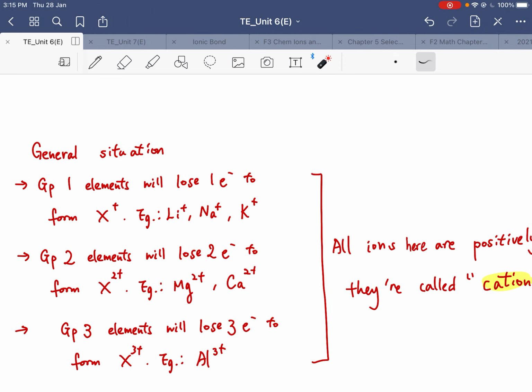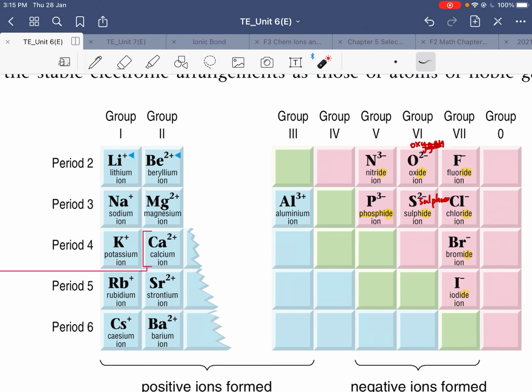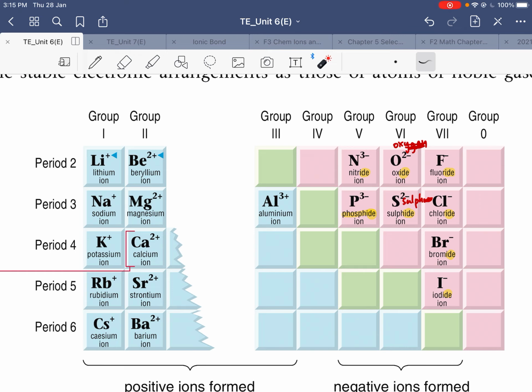Next, we talk about the general situation. Actually, it is in the book, so I just use the book. We can consider the periodic table. Of course, this is a simplified version. Still remember, all group 1 elements have 1 outermost shell electron. All group 2 elements have 2 outermost shell electrons. So for group 1 elements, they have common characteristics. In order for group 1 elements to attain octet structure, they all need to lose 1 electron to attain octet structure.